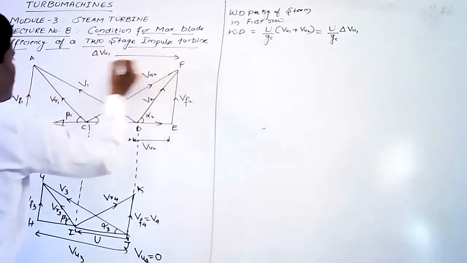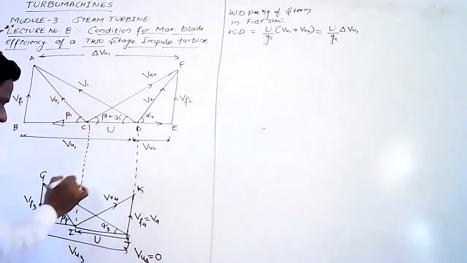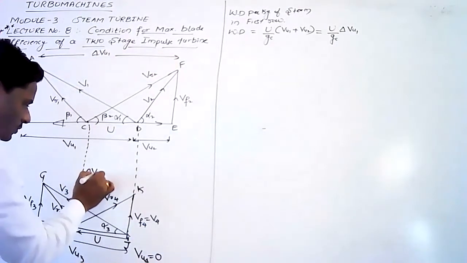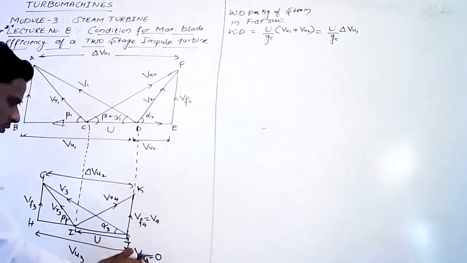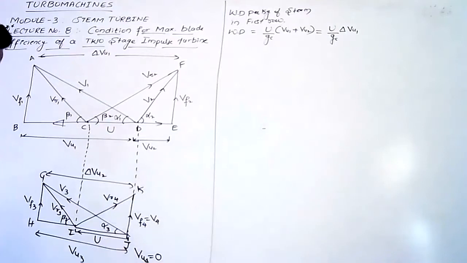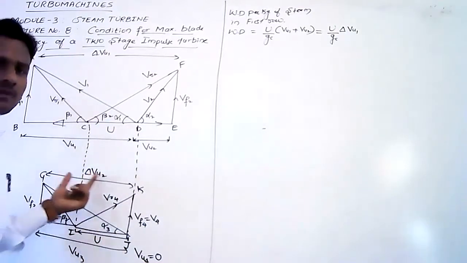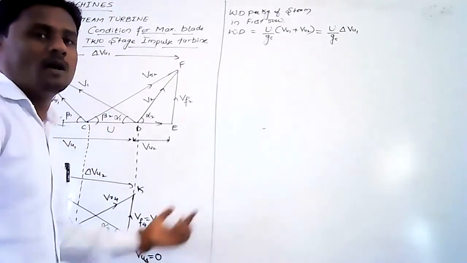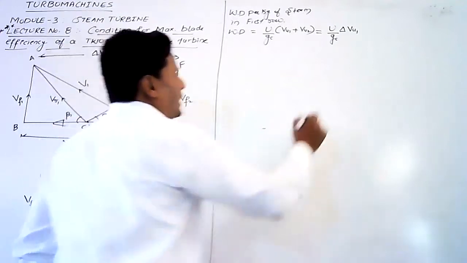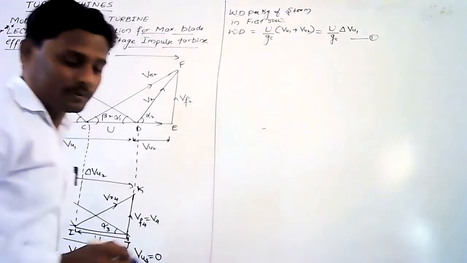The algebraic sum of VU1 and VU2 is delta VU1, and the algebraic sum of VU3 and VU4 is equal to 0, no problem. So delta VU2 is equal to VU3 only, because there is no velocity at the outlet of the last row of moving blades. Now keep it as equation number 1.